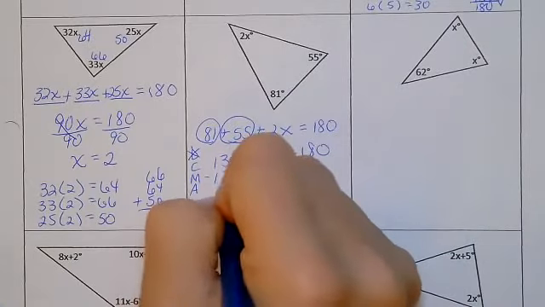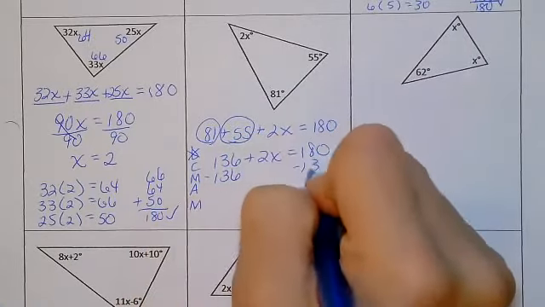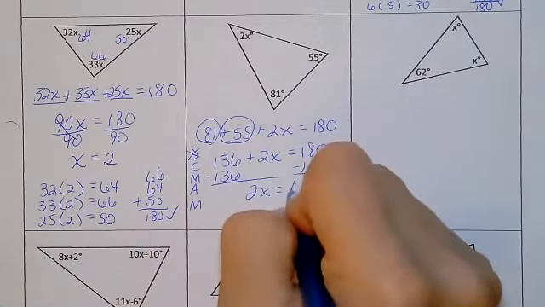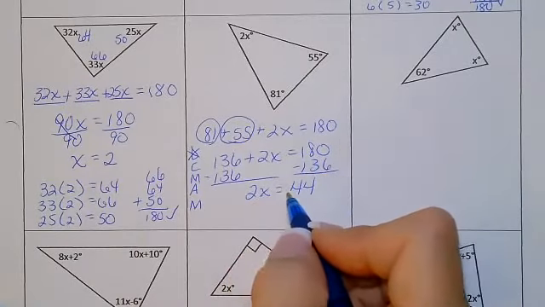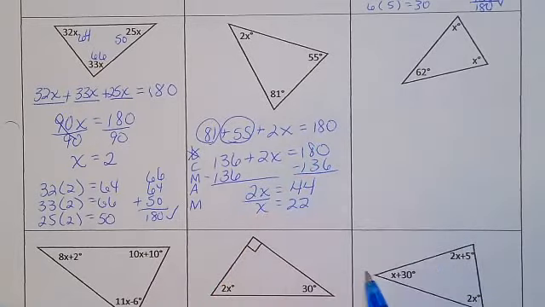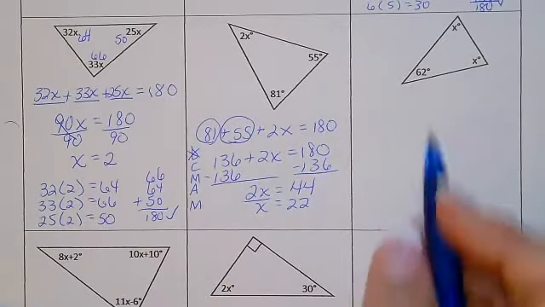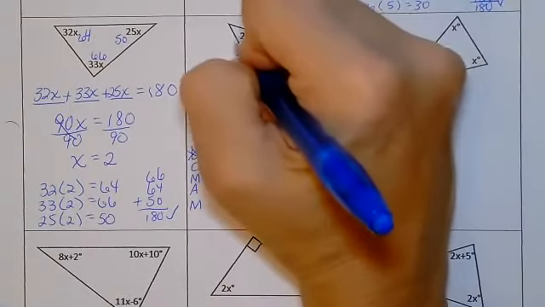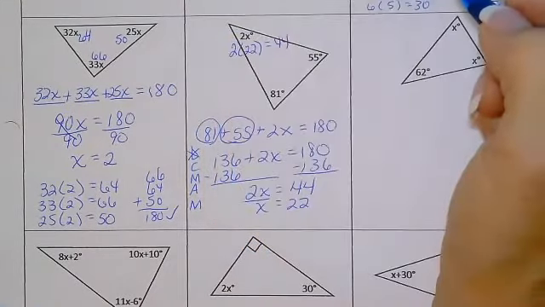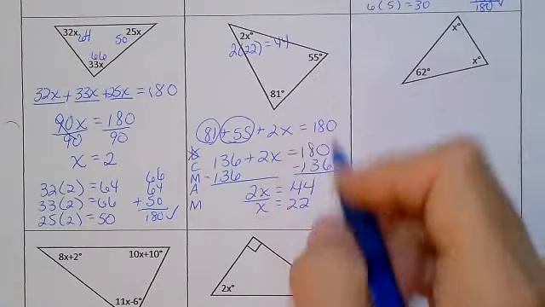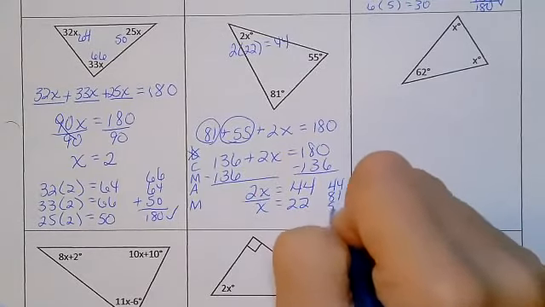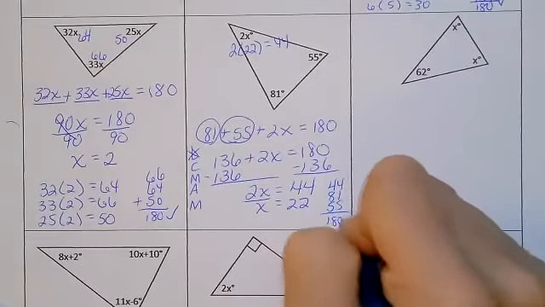Okay, I'm going to subtract 136 from both sides. And I get 2x equals 44. Okay, so x equals 22. Okay, now it's time to substitute. So 2 times 22 equals 44. And we already know these. So let's make sure that the 3 added together equal 180, and they do.